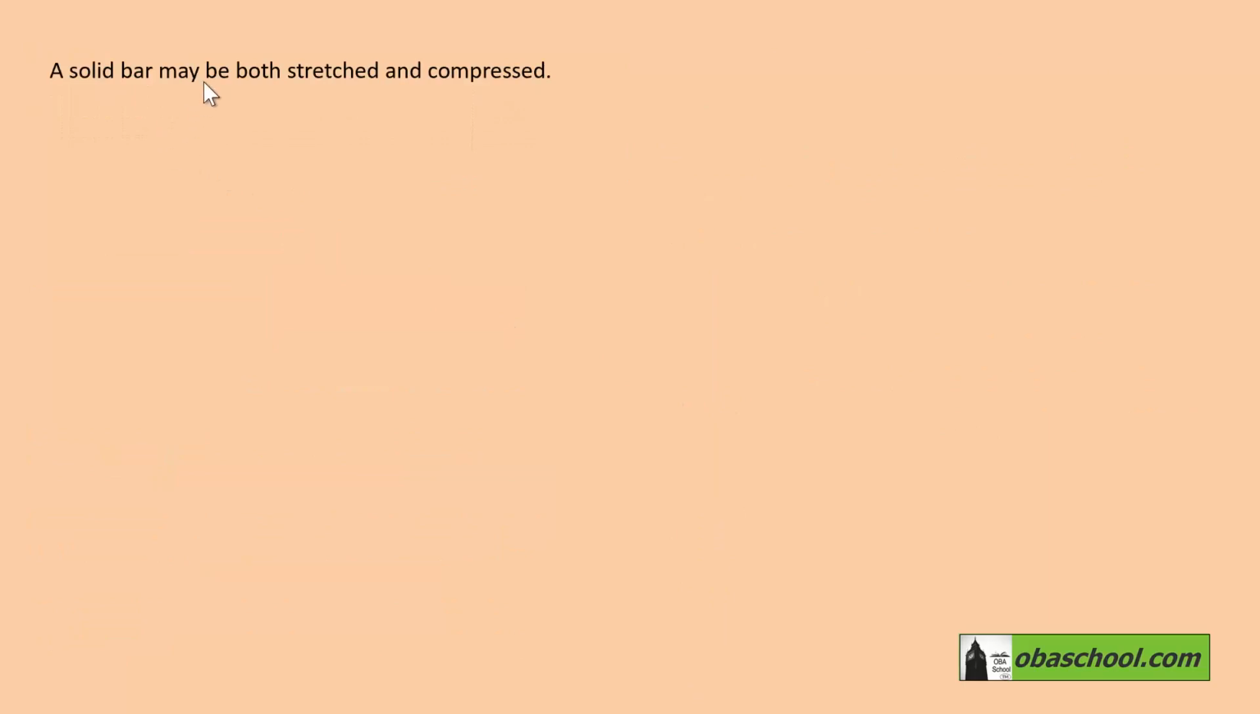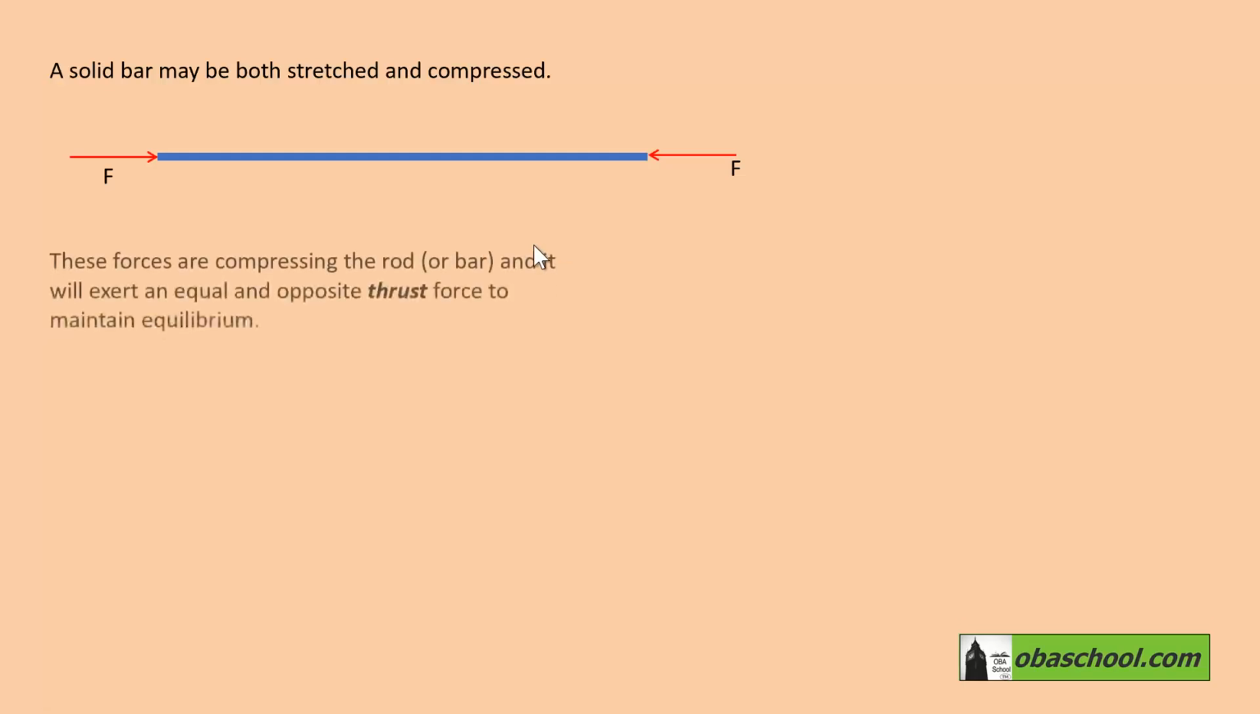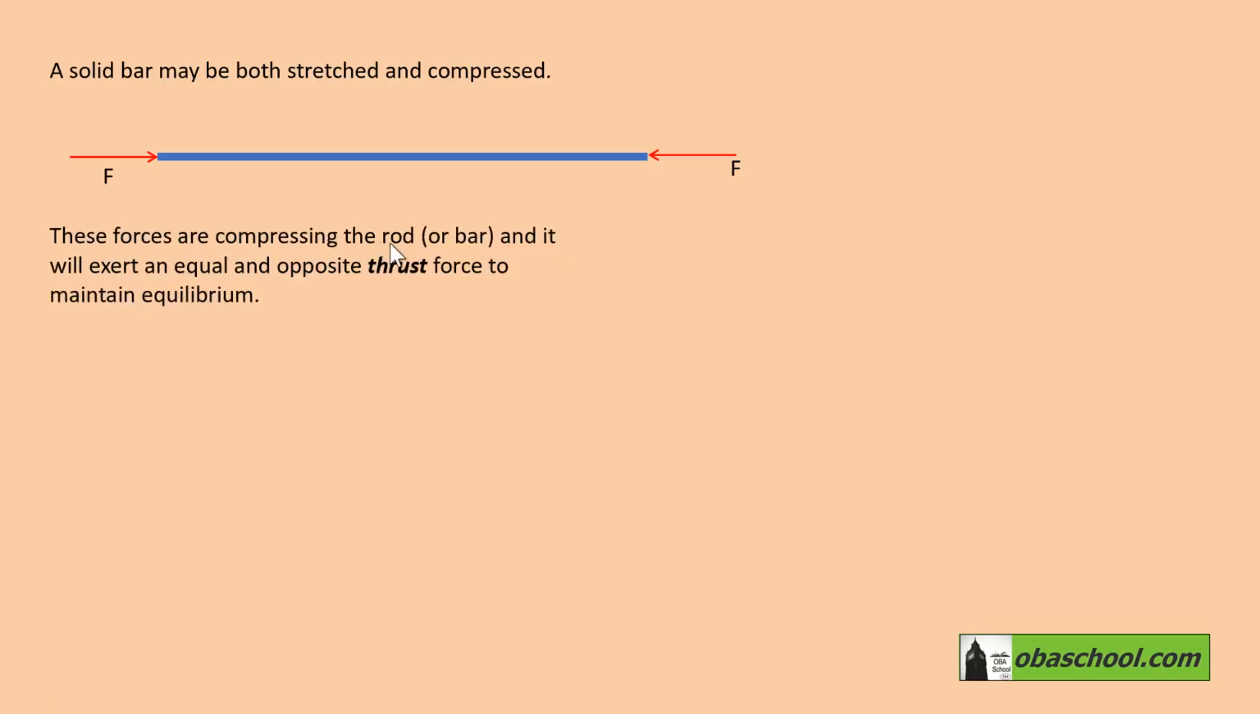A solid bar may be both stretched and compressed, so that's different to a string, because if you compress a string, it just goes completely slack. So consider this bar here, and we push inwards with a force F at each end. These forces are compressing the rod or bar, and it will exert an equal and opposite thrust force to maintain equilibrium. And that force, of course, will act outwards at each end to oppose our compressing forces.